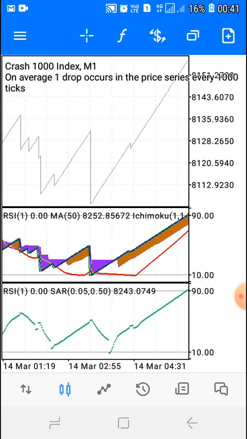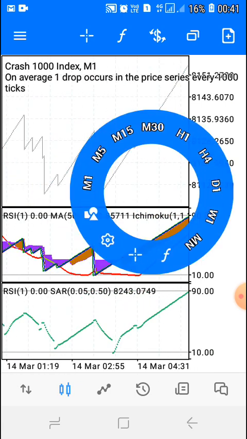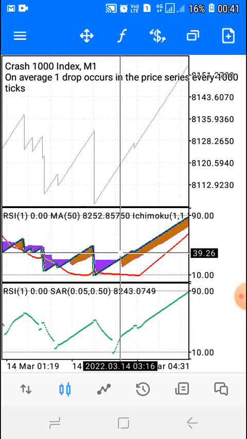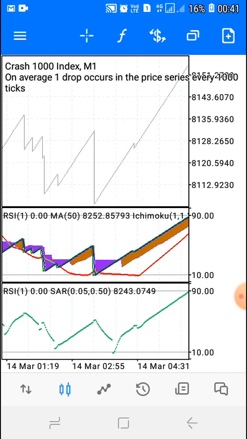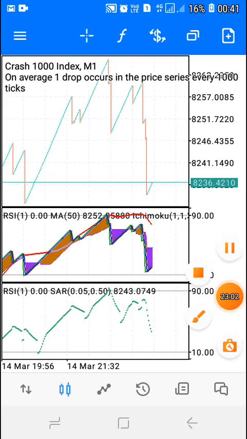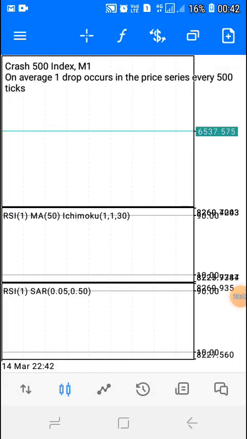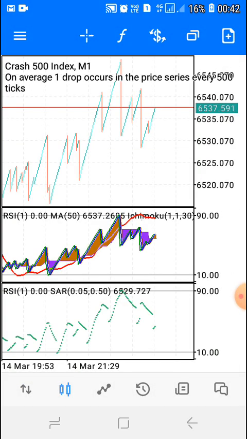And we still have a lot of entries. Okay, we can see here's another entry. Purple, moving average, parabolic SAR, brown, boom, take an entry. This over and over again. And when it comes to Crash 500, you are still going to do the same thing. Okay, it doesn't matter if you are trading Crash 500, Boom 500, anything like that.